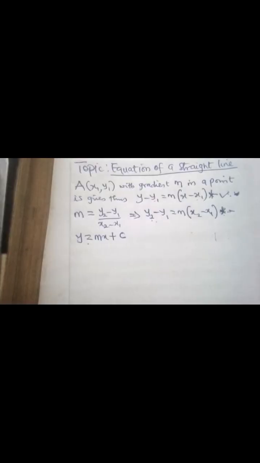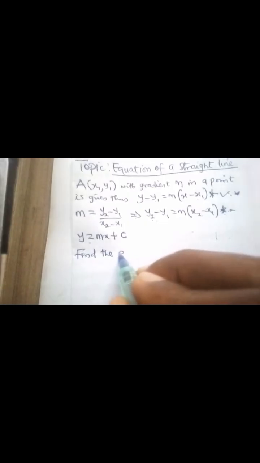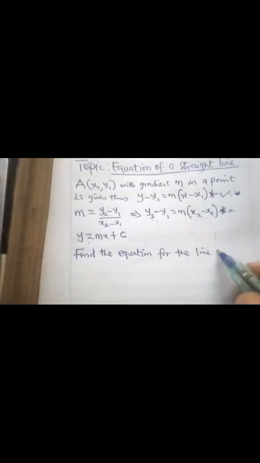Now let's go this way. Okay, I say find, or let me just say, the equation for the line that passes through this point here, which is -2 and 5, with minus 3 as the slope or gradient.